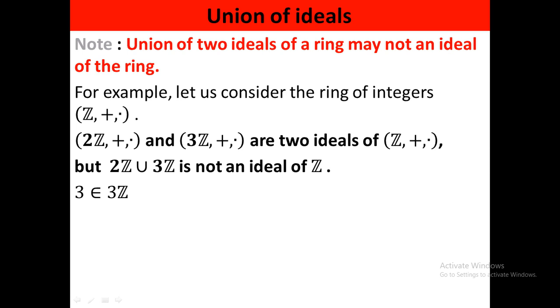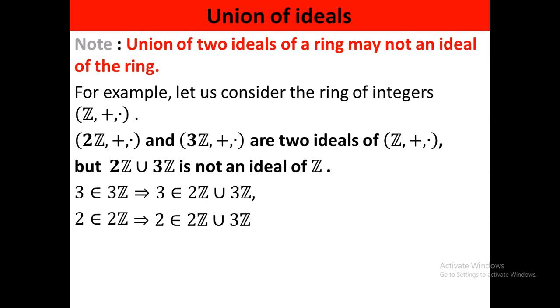At first, 3 is an element of 3Z because 3 is a multiple of 3. Since 3 is in 3Z, 3 is an element of 2Z union 3Z. Again, 2 belongs to 2Z. Why? 2 is a multiple of 2. That's why 2 is an element of 2Z union 3Z. Here you see that 3 and 2 both are elements of 2Z union 3Z. If 2Z union 3Z is an ideal, then A minus B, that means 3 minus 2, must be an element of 2Z union 3Z.